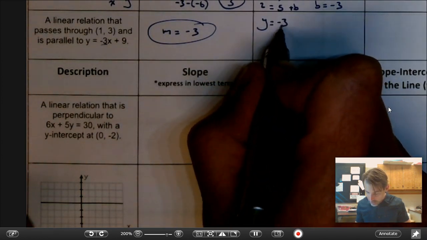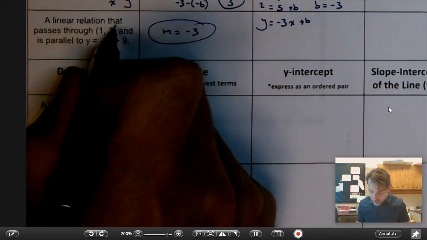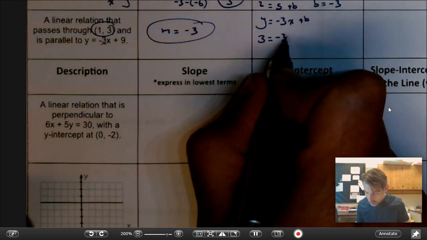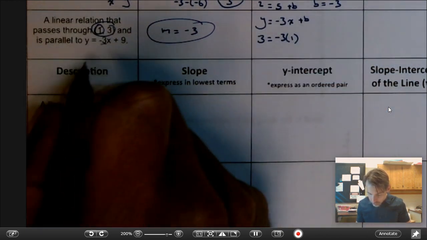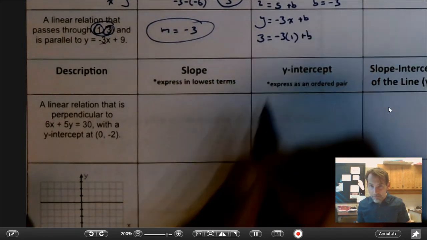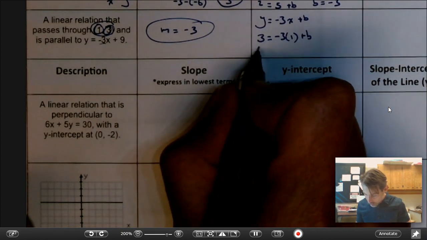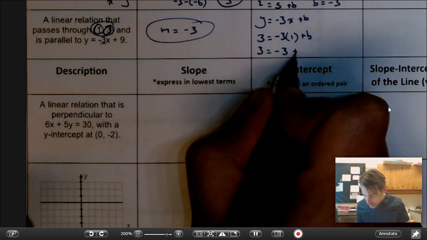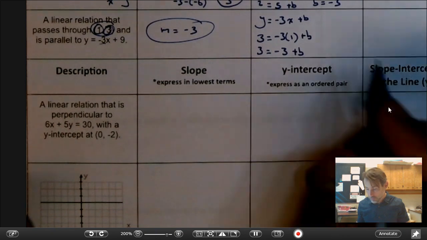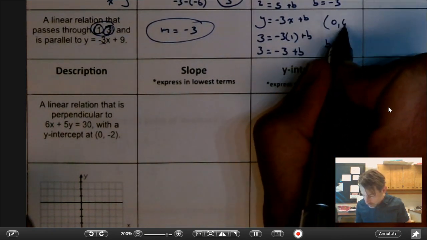Y is equal to minus 3x plus b. Now we need to solve for b using this point, 1, 3. So 3 is equal to minus 3 times 1. I substitute 1 in for x and 3 in for y, like that, plus some value b. Okay? Minus 3 times 1 is minus 3. So I have 3 is equal to minus 3 plus some number b. Well, b is 6, because minus 3 plus 6 is positive 3. So b equals 6, and my y-intercept is 0, 6.